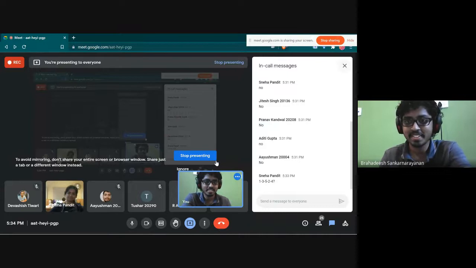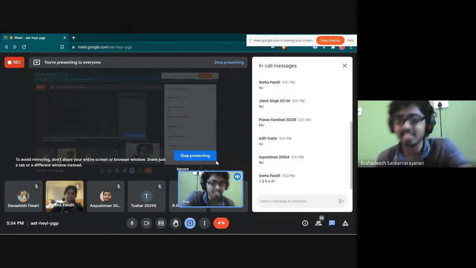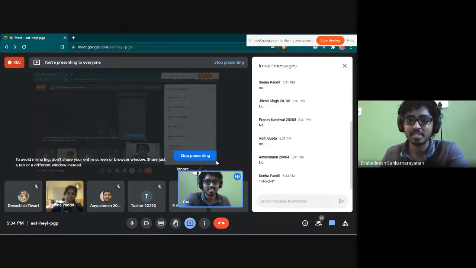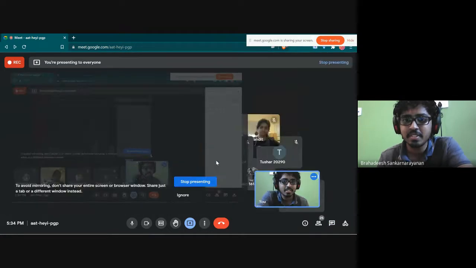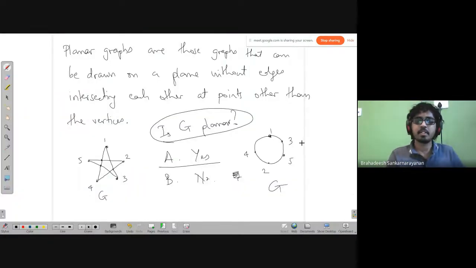Okay. Hey, Sneha already suggested that. Good. 1, 3, 5, 2, 4. That indeed gives you that. Excellent. That is exactly what I wanted you to figure out. Good. So when I say planar graph, I mean those graphs that can be drawn in the plane without edges intersecting. Okay. Now, these are the 2 primary definitions.